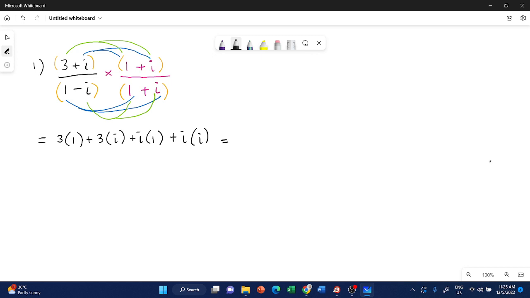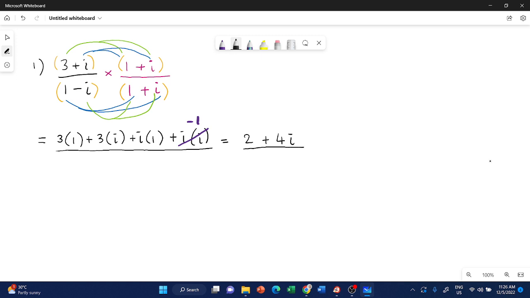This part, i squared, is equal to -1. So just put here i squared is -1. There is a number here, 3. 3 times 1 is 3, minus 1. Then 3 minus 1, we have 2. And then we have the middle one, 3i plus 1i. That means we have 4i. Okay, so this is the part for the bahagian atas.